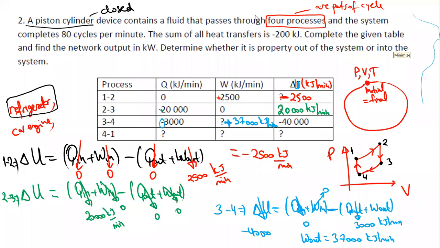Okay, it seems that nobody has a question, so therefore I will move on to the last part, which is 4 and the 1. With the 4 and the 1, I will finish the lecture. So if it is a cycle, it is the property of the cycle. For a cycle, delta U is 0. Change of internal energy is 0.